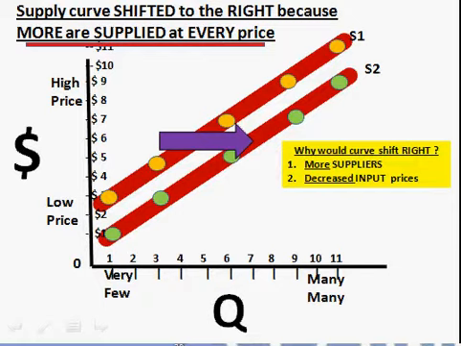If there was a decrease in the price of an input, we used the example a few minutes ago about the price of fertilizer going up. Well, if the price of fertilizer went down a whole lot, then more would be supplied at every price because the cost of production would be less. Therefore, you could have more coffee beans at every price.